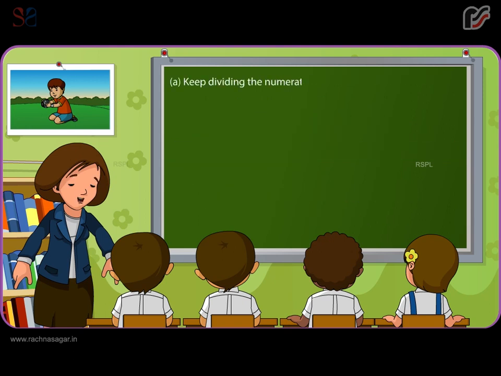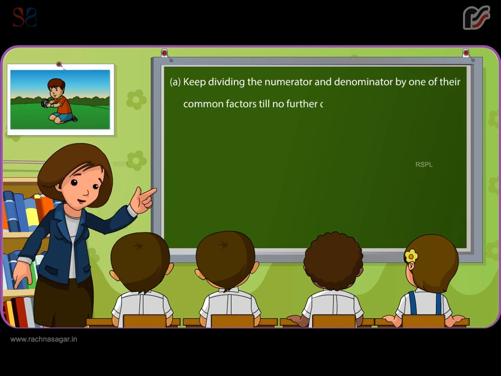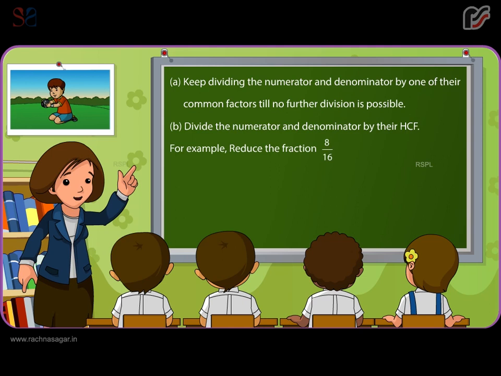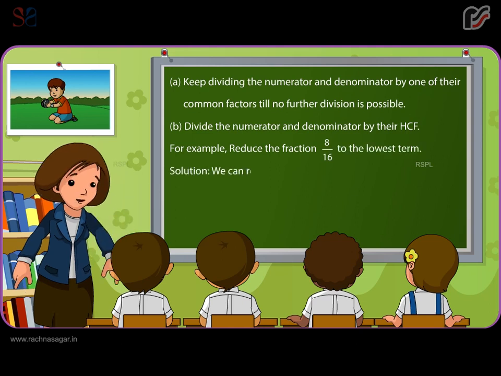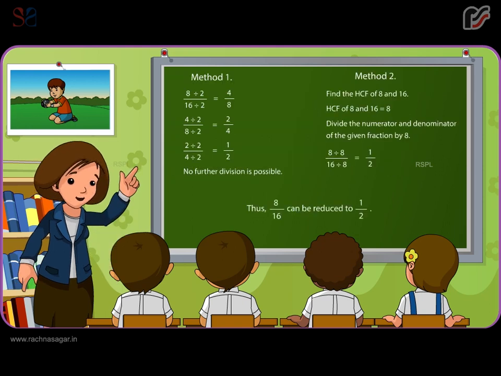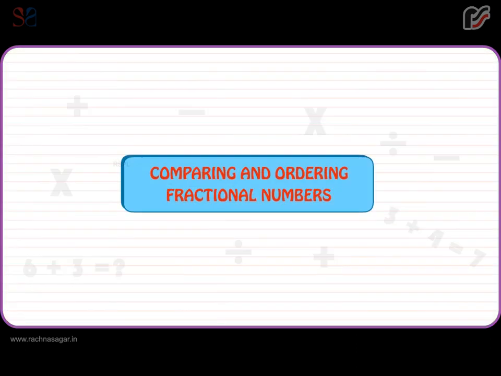Keep dividing the numerator and denominator by one of their common factors till no further division is possible. Or divide the numerator and denominator by their HCF. For example, reduce the fraction 8/16 to the lowest term. Solution: we can reduce it in the following two methods. Method 1, Method 2. Thus, 8/16 can be reduced to 1/2.